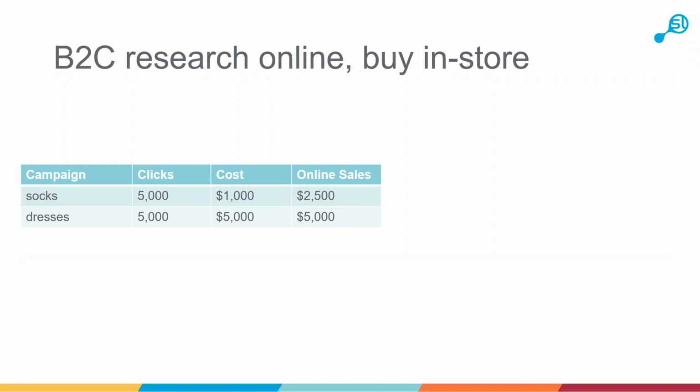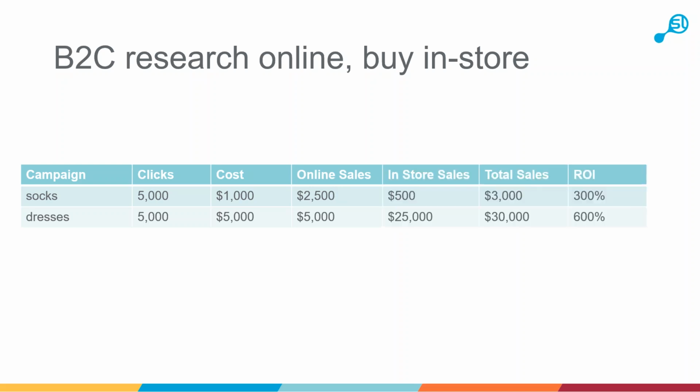To give a business-to-consumer example, we might have two campaigns. One is barely breaking even, and the other is seemingly making some money. So as a marketer, you would put more money into the area that is working, and maybe pull back on the area that's not working. However, if you took into account in-store sales, you could find that the dresses campaign is actually generating significant sales, but just in an offline context.